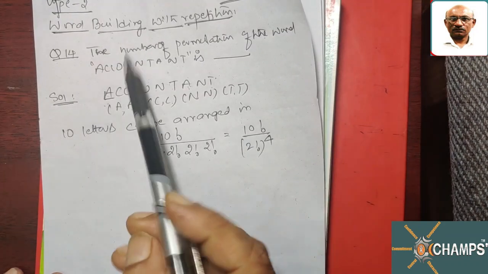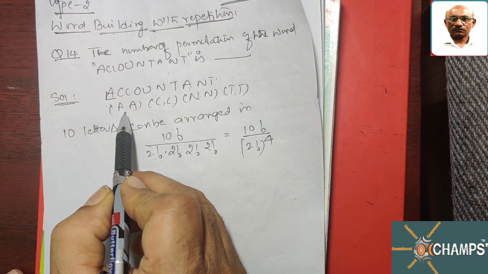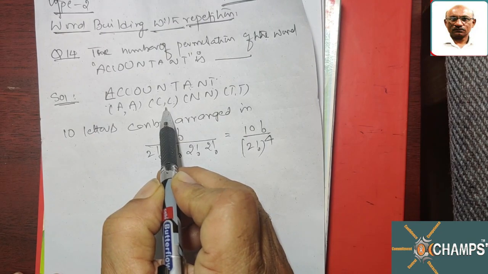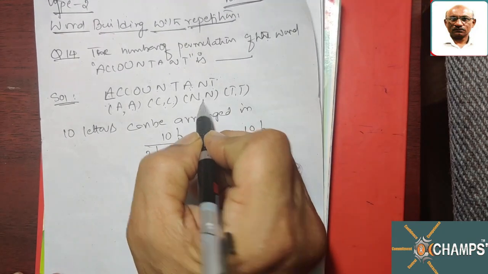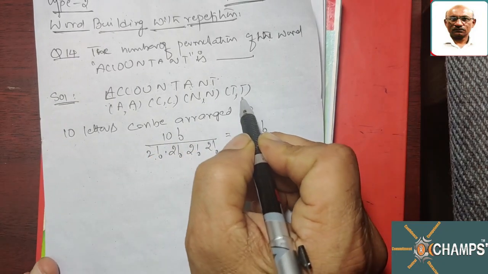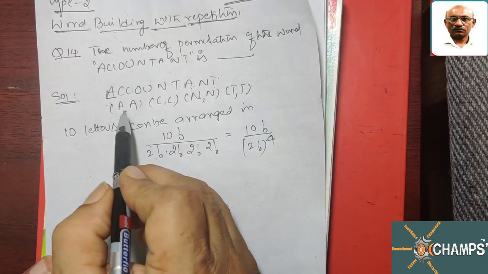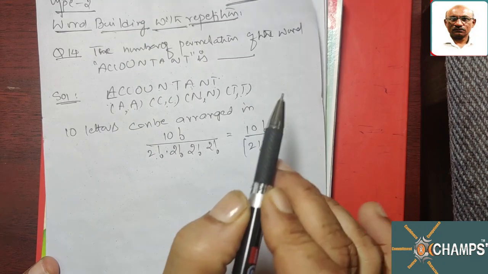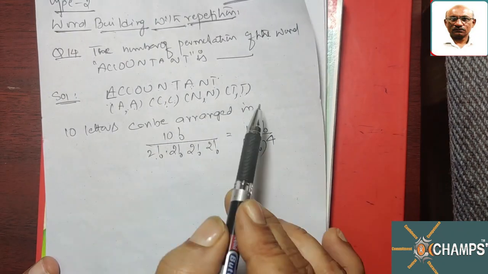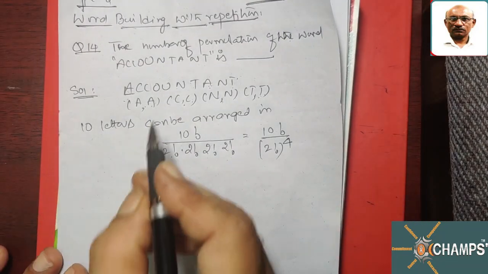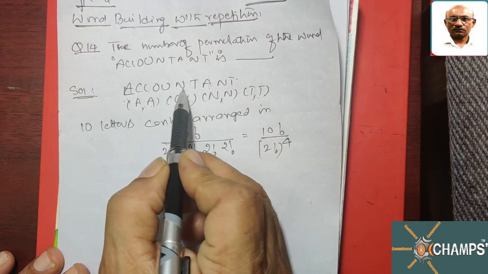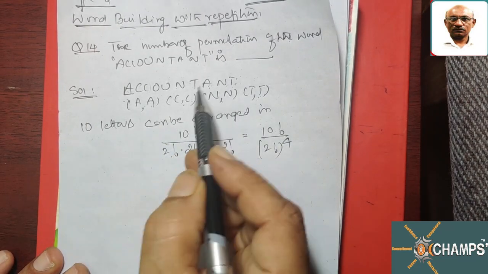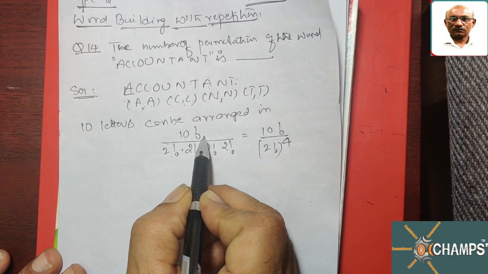For this, look at the process. First, keep all the alike letters of one kind in one bracket, alike letters of another kind in a second bracket, alike letters of a third kind in another bracket, and alike letters of a fourth kind in another bracket. A is repeated 2 times, C is repeated 2 times, N is repeated 2 times, T is repeated 2 times. This way, repeated letters are separated. Now, treat the letters in the given word as distinct. When I treat the letters as distinct, 10 letters can be arranged in 10 factorial ways.